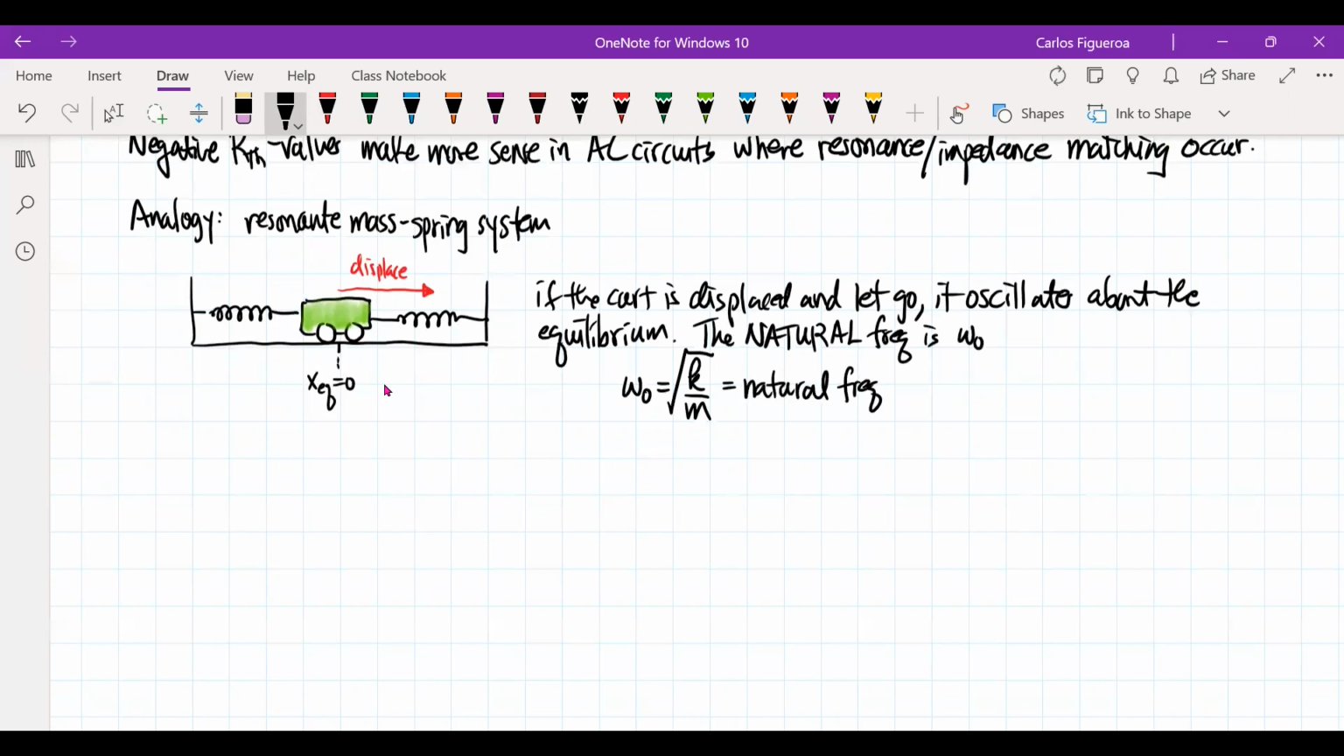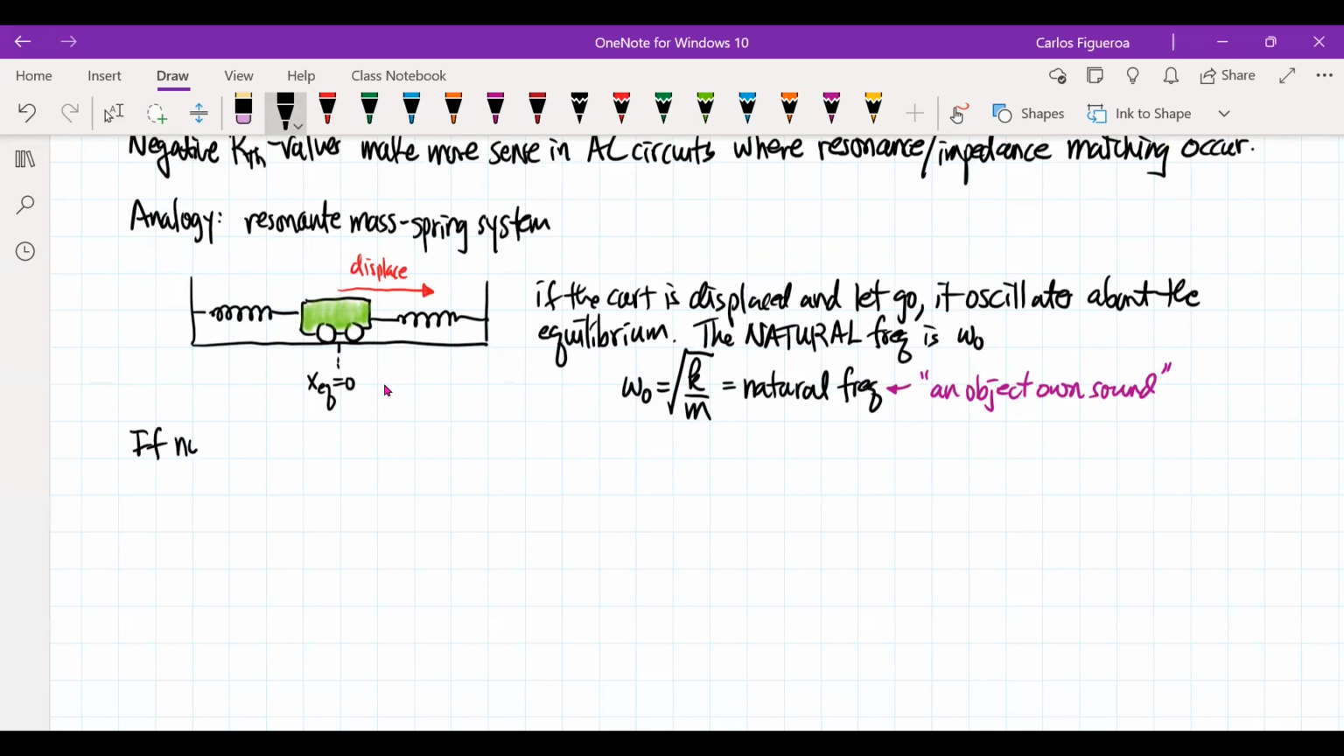A good way to interpret what we mean by natural frequency is essentially an object's own sound. So if you drop a fork on the floor versus a golf ball, you can immediately tell the difference between the keys hitting the ground versus a golf ball. And that's because they have their own natural frequency.